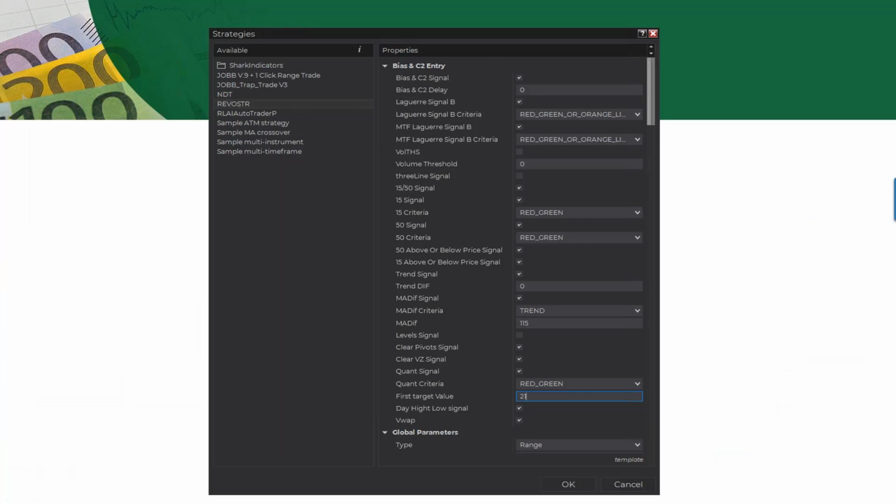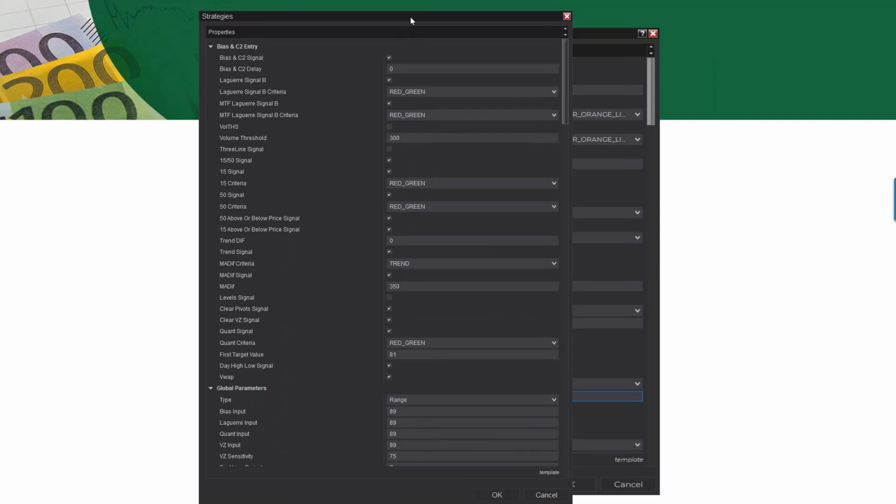Let me pull up my settings on the auto trader because it's easier for me to show you on a live screen than on a screenshot. So look, bias in C2. Bias is the colored background. We want that. The Laguerre signal, yes, we want that, red or green. The modified Laguerre, red or green. We can use a volume threshold that we can set. We want the 15 and the 50 signal, red or green. The 50, red or green. The trend diff we're not using, the trend signal we're using, the MA diff.